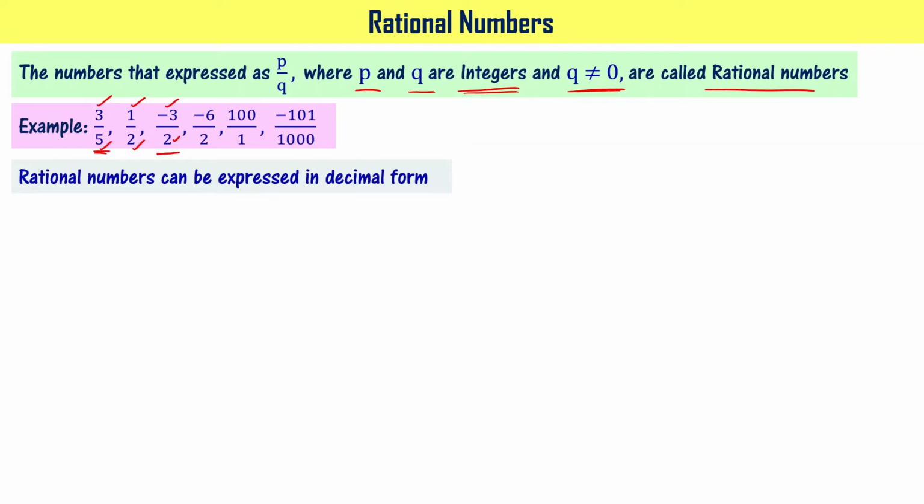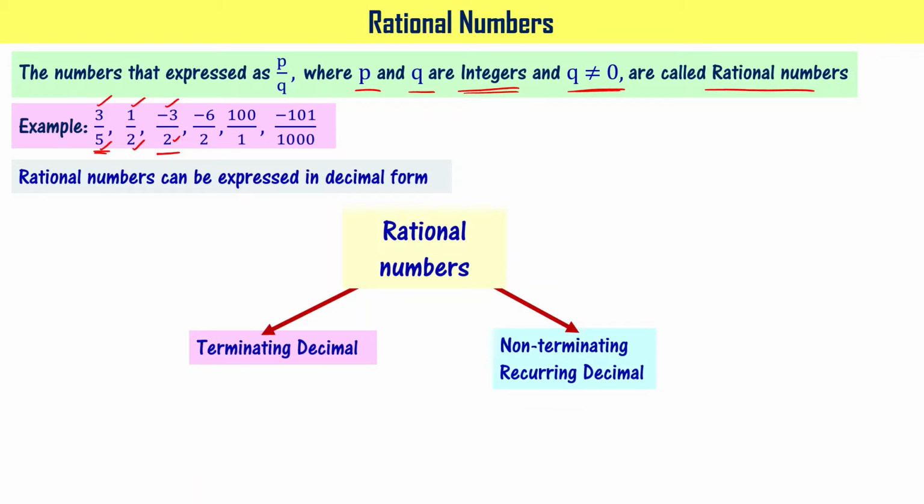Rational numbers can be expressed in decimal form. That's what we learned. When you express rational numbers in decimal form, you get two different kinds of decimals. One are called terminating decimals and the other are non-terminating and recurring decimals. For example, 7 by 16 is a rational number. When you express that as a decimal number, what you get is 0.4375. It is called a terminating decimal because after these 4 digits, you don't have any other number coming in. 0.4375 is exactly representing 7 by 16.